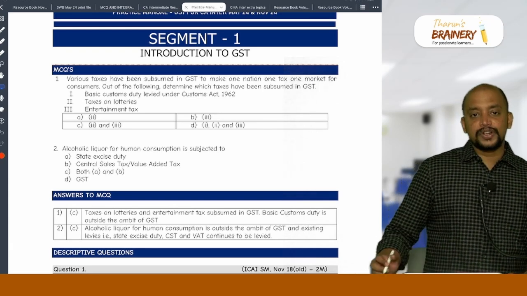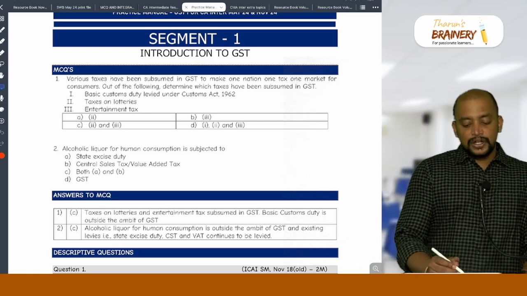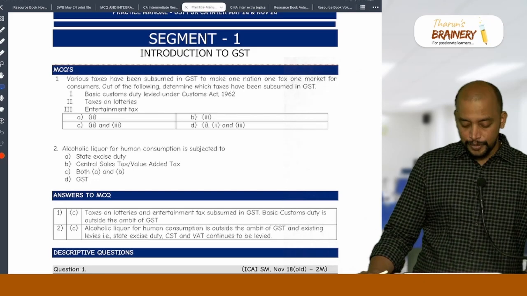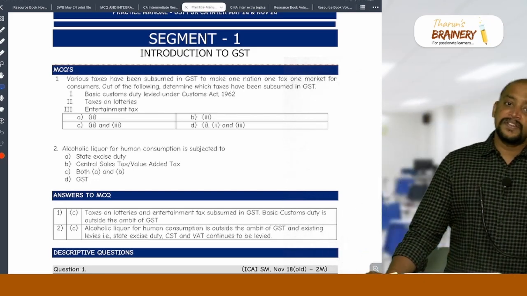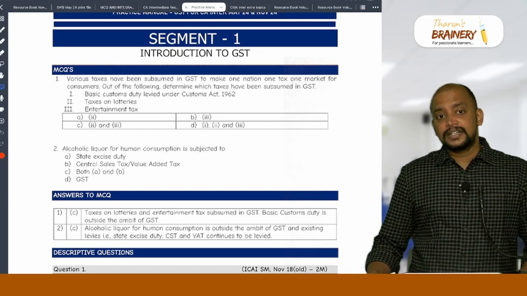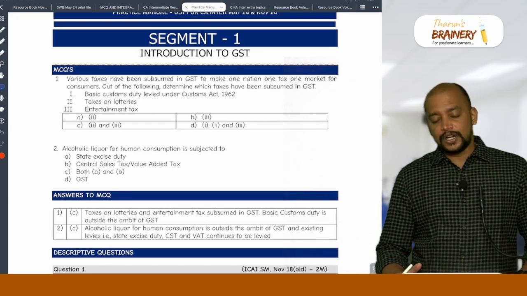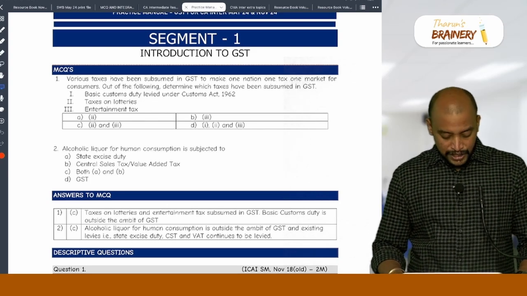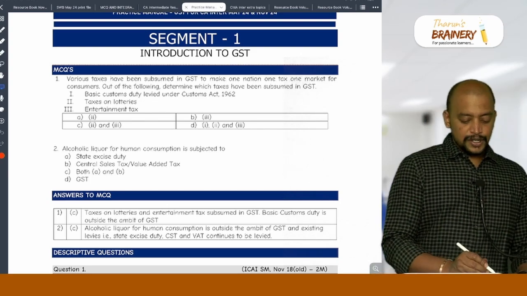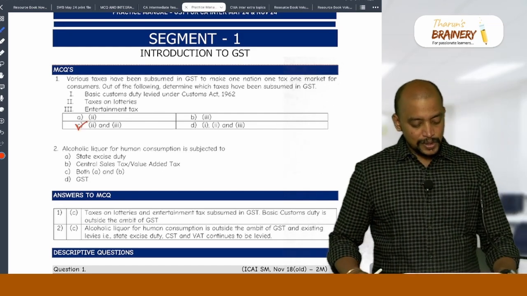So, basic customs duty subsumed or not subsumed? Not subsumed. And taxes on lottery, even entertainment tax, these two got subsumed into GST. Is it clear? Even entertainment tax also got subsumed, but entertainment tax levied by state government subsumed. Which is not subsumed? Local authority. Entertainment tax levied by local authority not subsumed, but it is entertainment tax levied by state government, so that got subsumed. So, answer is option C, 1, 2 and 3.